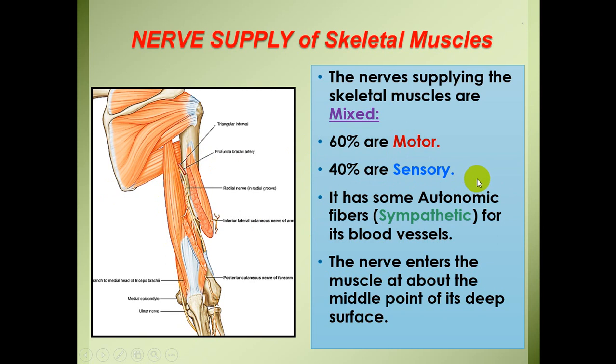Then autonomic fibers that are supplying the blood vessels of skeletal muscles, they are also present in these nerves. Sensory nerves are also there as the skeletal muscle activity is monitored and the feedback is given to the higher centers.